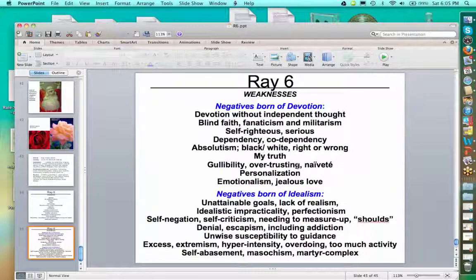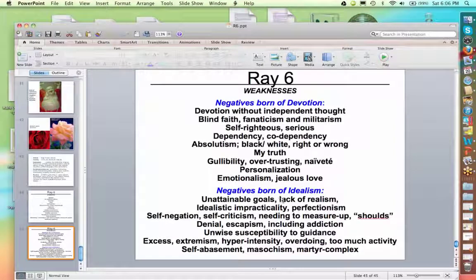Gullibility, over-trusting, naivete. They personalize. How many people do you know? You tell a story, and before you know it, they're talking about themselves. Well, when this happened to me, or whatever it is, they take it and they personalize. And emotionalism and jealous love.